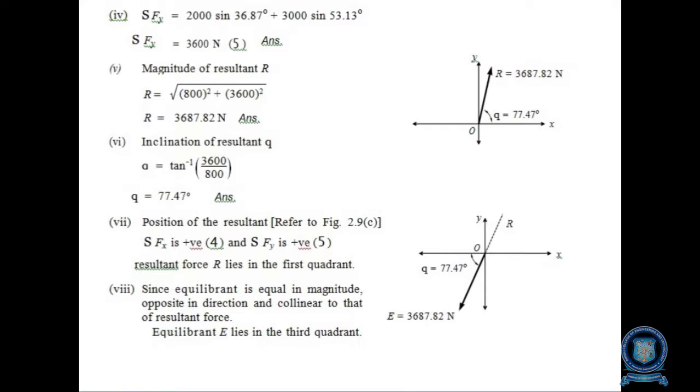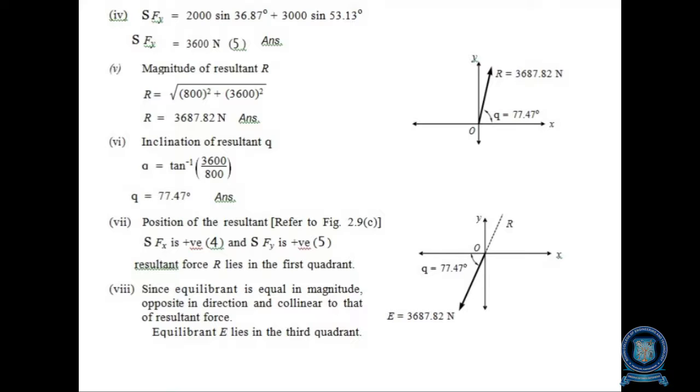Now we want to find the angle of inclination, or the direction, of the resultant, alpha. Here it is marked as theta. We know that alpha is equal to tan inverse of sigma V by sigma H, which implies alpha is equal to tan inverse of 3600 divided by 800. Solving this, we get the value of alpha, that is theta, equal to 77.47 degrees.